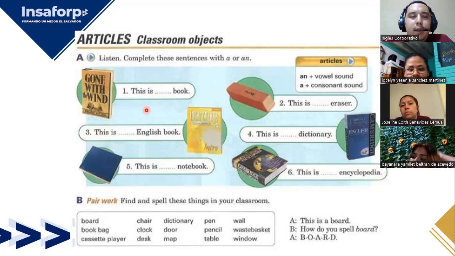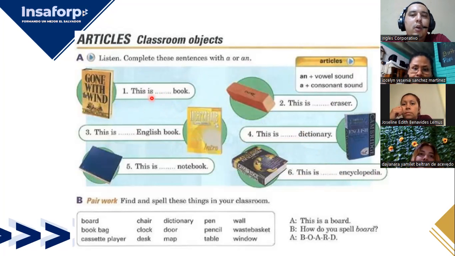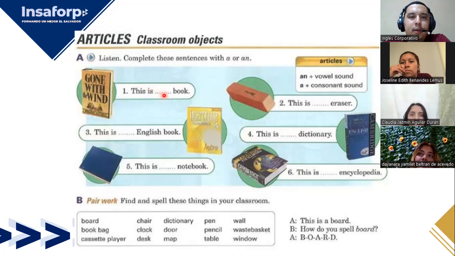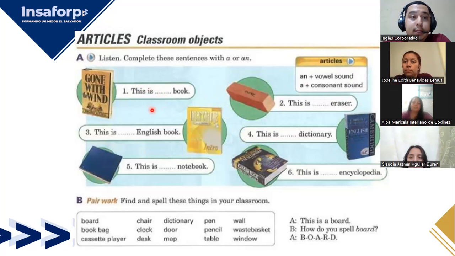Okay, guys. Here we have some exercises. We have 1, 2, 3, 4, 5, and 6. We have 6 exercises. Next, we see here in number one. Which article are we going to use right here? A book. This is a book. Yeah. Thank you. What about number two?